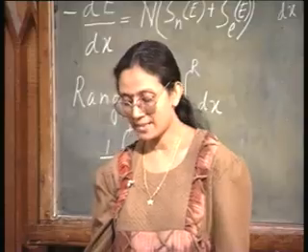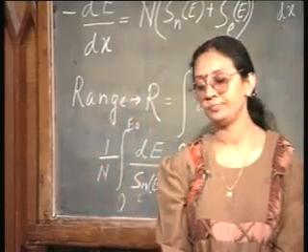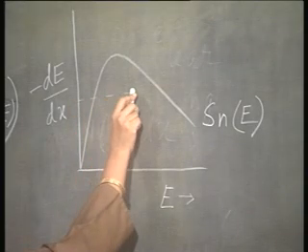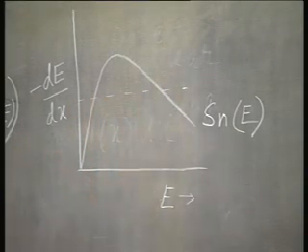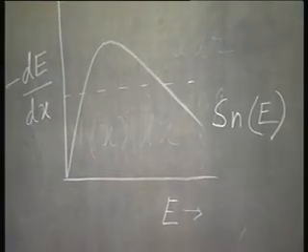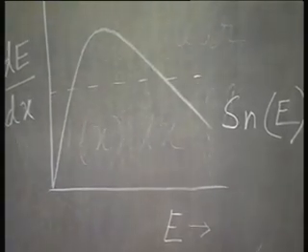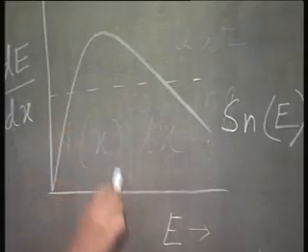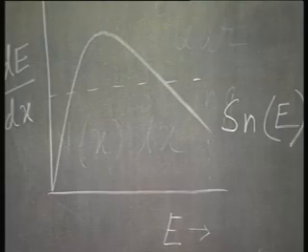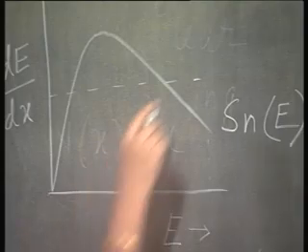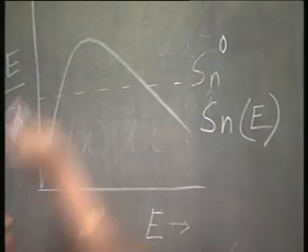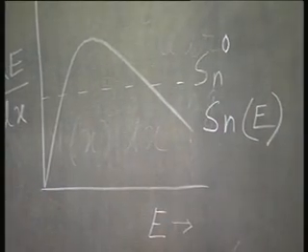But since this is difficult to model, an approximation is made, which is taken to be a sort of constant with energy, it does not vary with energy. So, a line parallel to the E axis. This is called SN0.